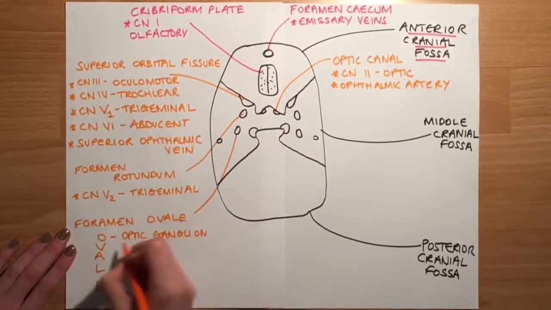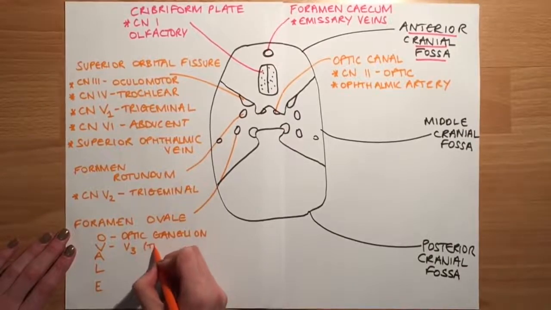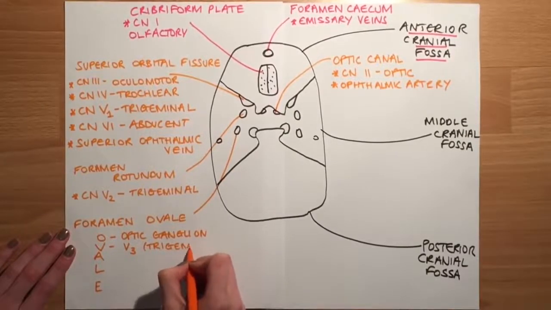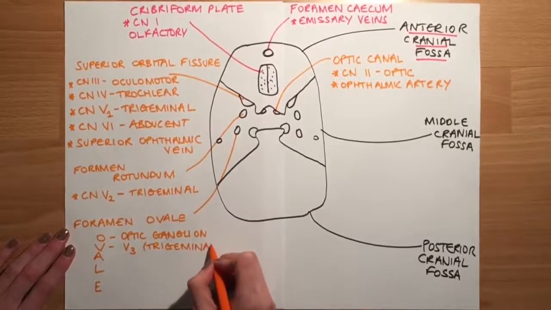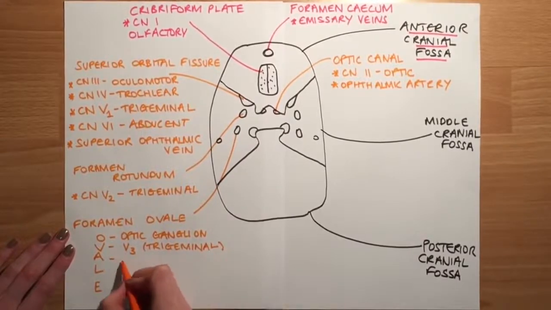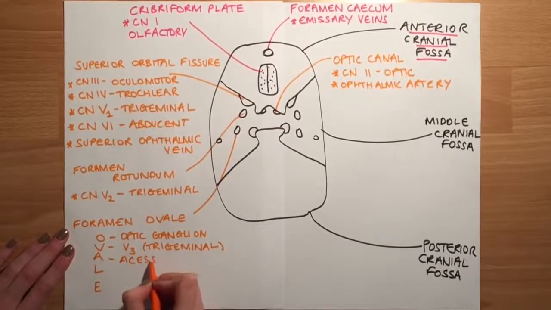Next, you've got the third division of the trigeminal nerve, which is cranial nerve number 5, which is known as the mandibular division. So that's V3. So next you have A, so accessory meningeal artery.